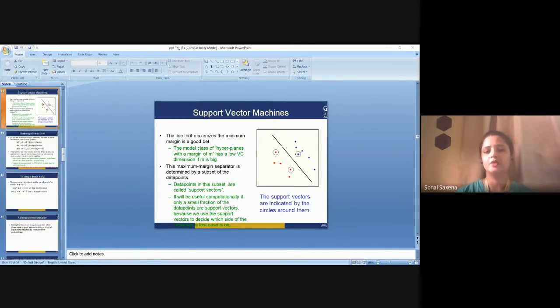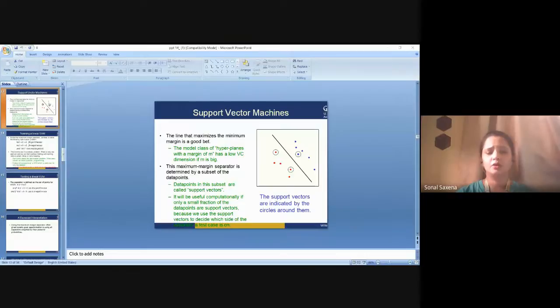In general, the larger the margin, the lower the generalization error of the classifier. Why? Because obviously the line would be able to clearly classify the two different classes. There would be no confusion about whether a particular point belongs to this class or that class. So that is why the margin is required to be very large.